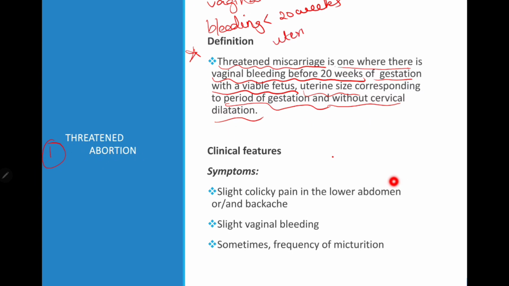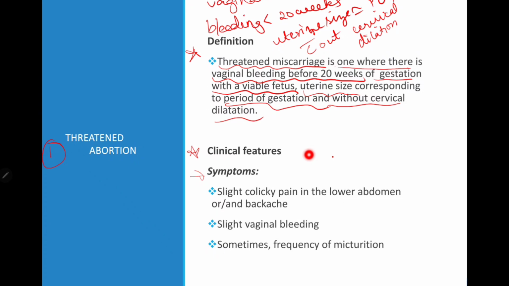So the uterine size is corresponding to the period of gestation and it is without cervical dilatation. That is threatened abortion. Threatened abortion is where there is vaginal bleeding less than 20 weeks of gestation and the uterine size corresponds to the period of gestation without cervical dilatation. So moving on to the clinical features, first are the symptoms.